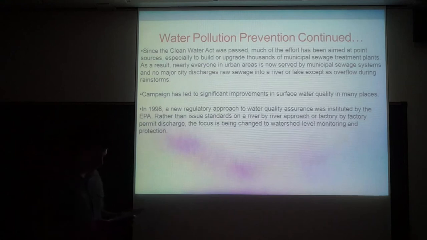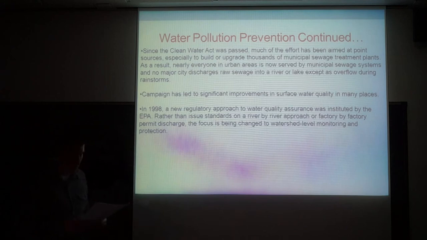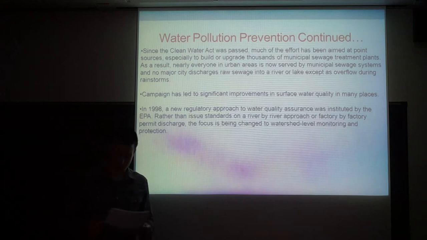Just continuing off of this, ever since the Clean Water Act was developed, it has led to significant improvements in surface water quality over the years. In 1999, a new focus was placed on watershed level monitoring and protection instead of just on the standards itself. So watershed pollutant monitoring networks are designed to measure and compare regional differences and long-term trends in sediment and nutrients among major rivers. Its primary goals are first to measure and compare differences in water quality, and second, to determine long-term trends in water quality.